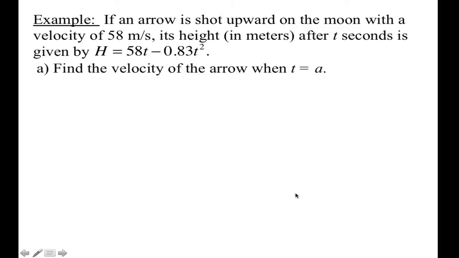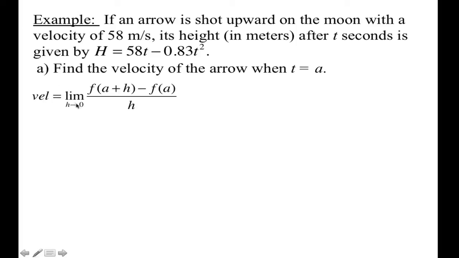All right, now let's look at a common example. So if we have an arrow shot upward on the moon with a velocity of 58 meters per second, its height in meters after t seconds is given by h equals 58t minus 0.83t squared. Find the velocity of the arrow when t equals a. So this time, we want the velocity at a specific time value, but this time value is a. So instead of plugging a number in for x in my limit, I'm going to plug in a.